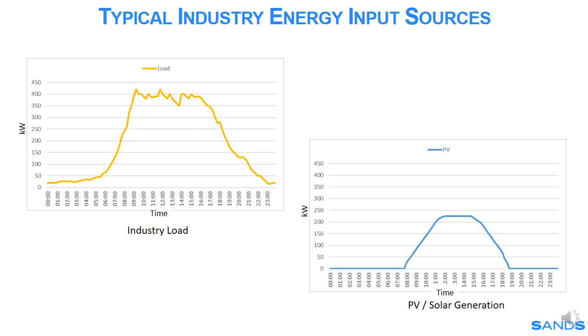As mentioned earlier, this industry has a PV generation capacity of 250 kilowatt, which starts generating power at about 8 am and reaches a high value of about 230 kilowatt by noon. Again, with the reducing sun intensity, the generation starts ramping down and the generation ceases at about 7 pm.